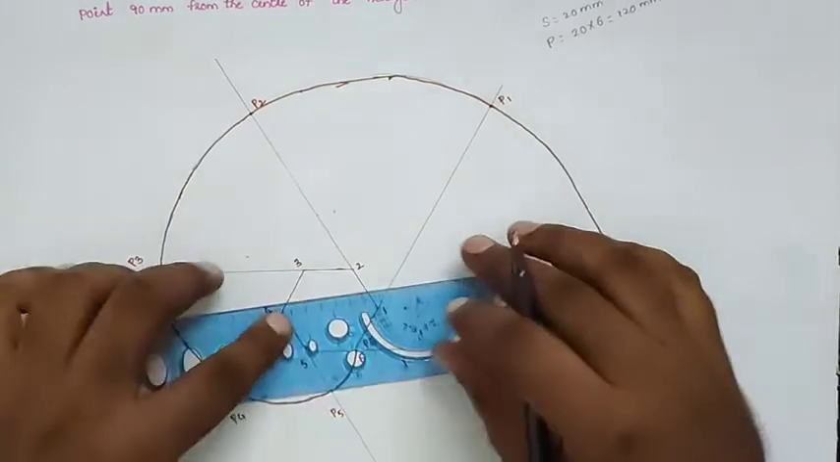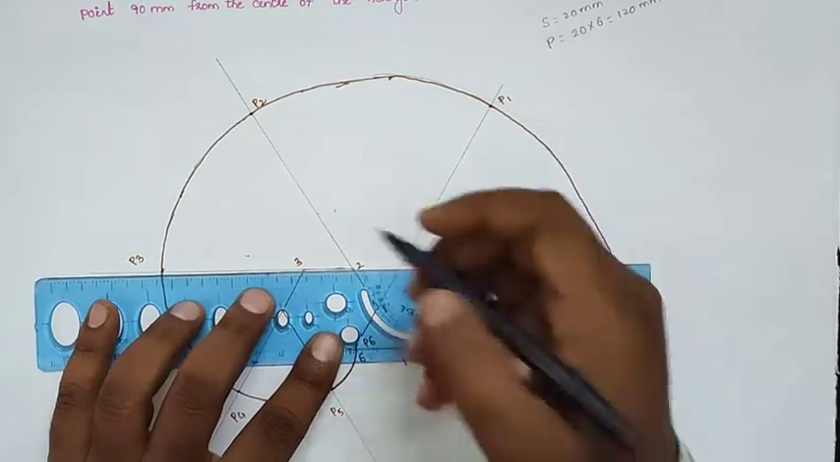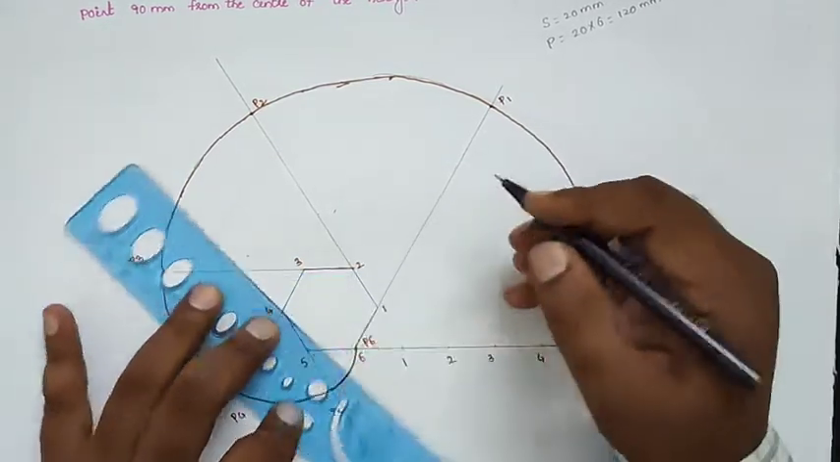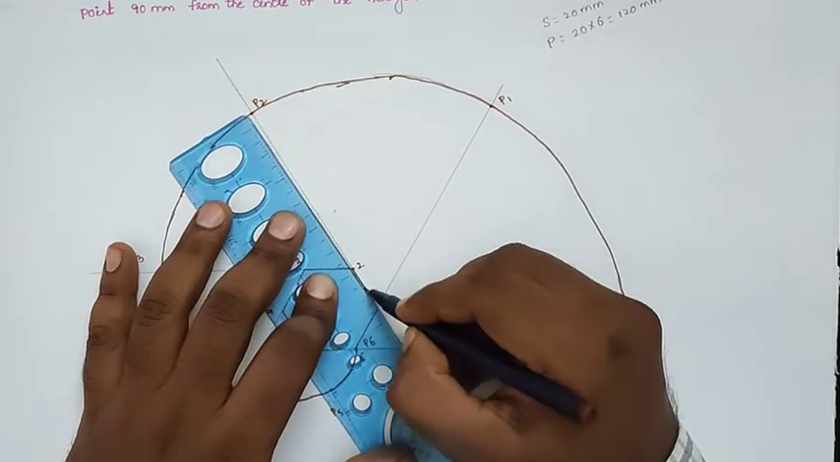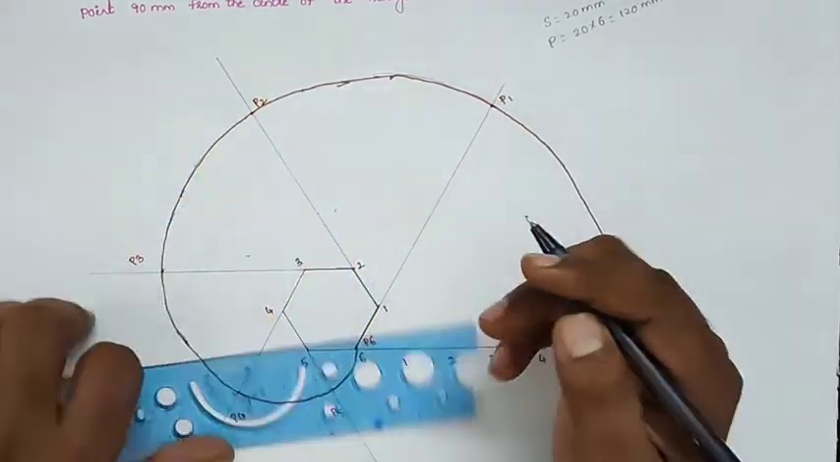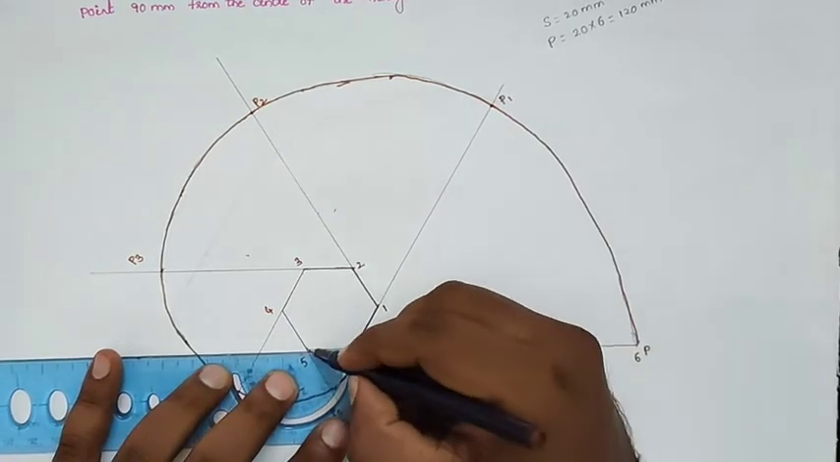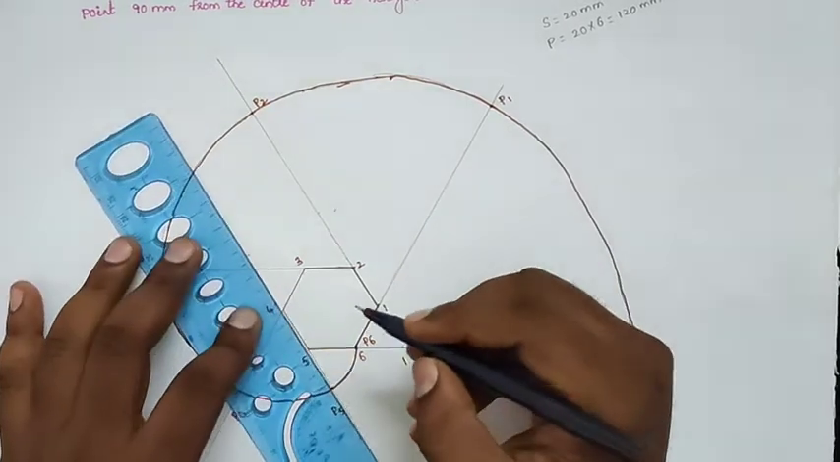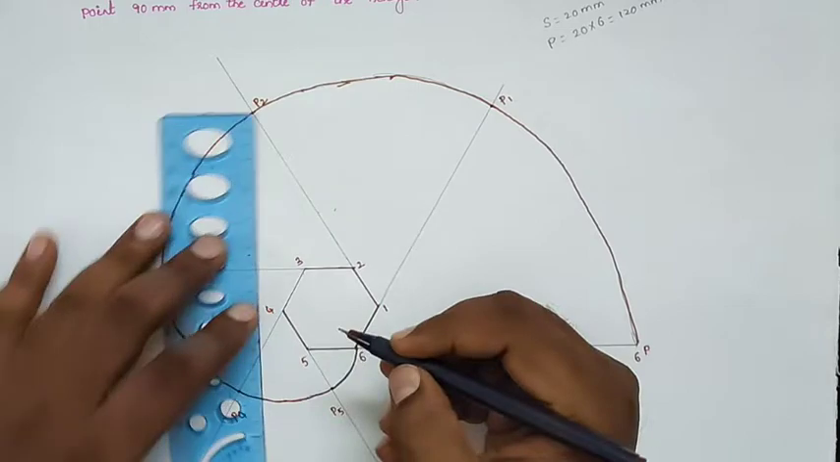Here the polygon should also be thick. You can represent the polygon also thick. That means the hexagon should also be drawn by using your HB pencil. In the previous diagram the pentagon should also be thick.